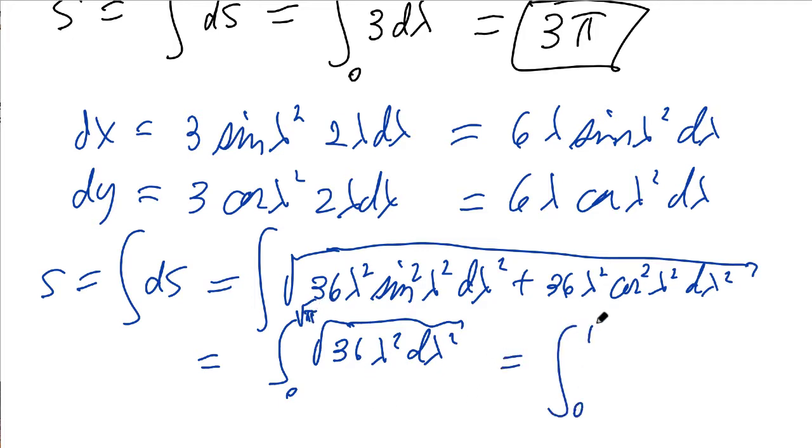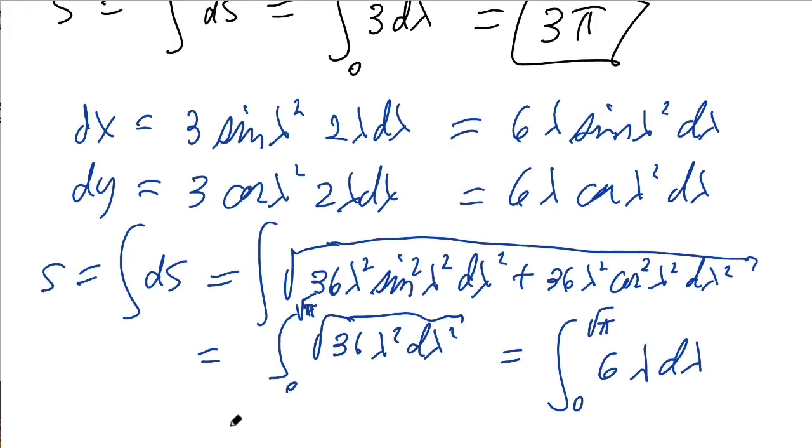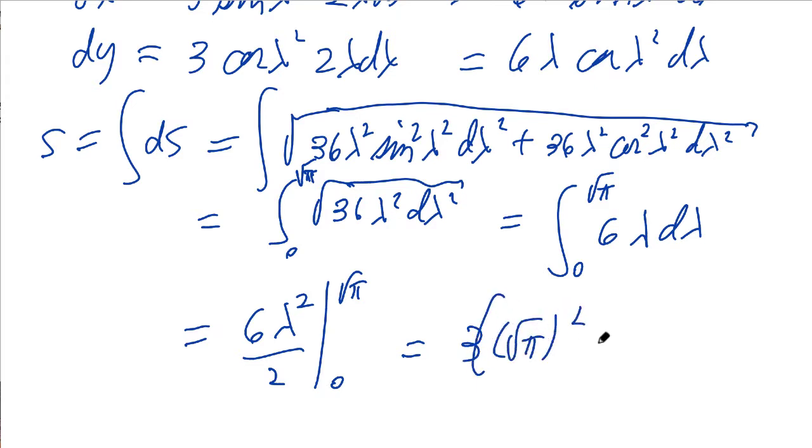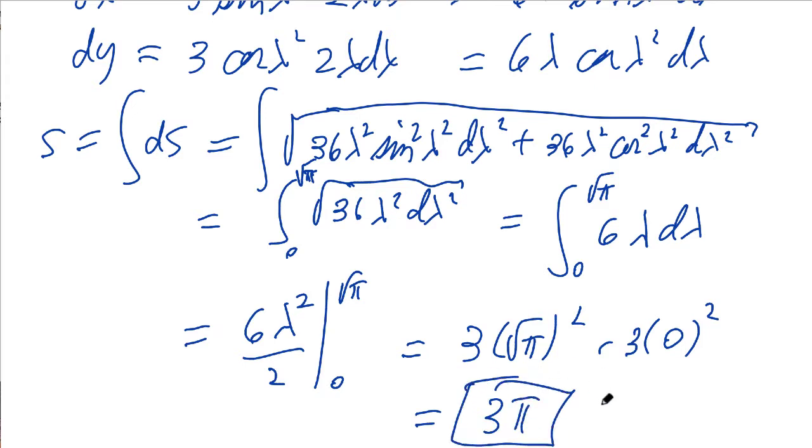So simplifying, square root of 36 is 6, square root of lambda squared is lambda times d lambda. And now it's a simple integral. This is 6 times the integral of lambda, which is lambda squared over 2. And we're integrating this from 0 to square root of pi. So this is 3 times the square root of pi squared minus 3 times 0 squared, which is 3 times pi. Of course, the correct answer.